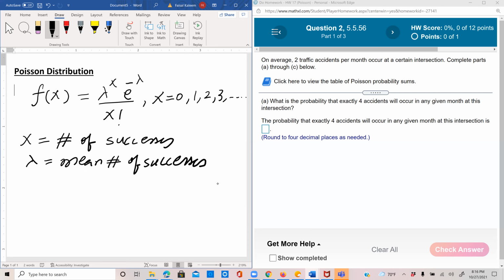So lambda is equal to 2. So f of 4 is what we need here: exactly 4 accidents. In this case, we're calling an accident a success. Lambda is the mean, so that's 2 power x, so 2 power 4, e power minus lambda, so e power minus 2, over x factorial, which means 4 factorial. Okay, so let's work this out. 16 e negative 2 over 24. So this comes out to be 0.0902.